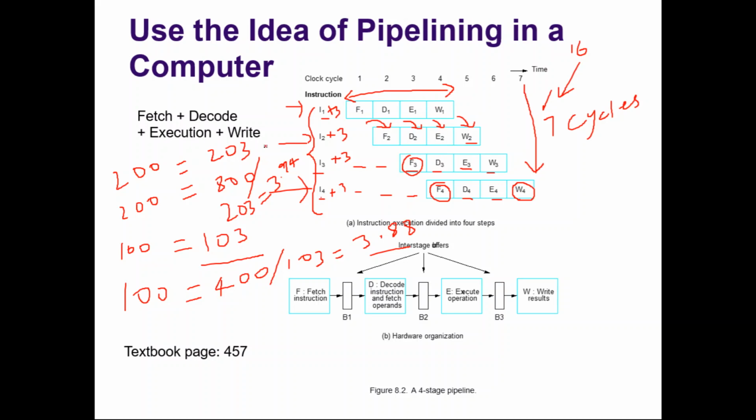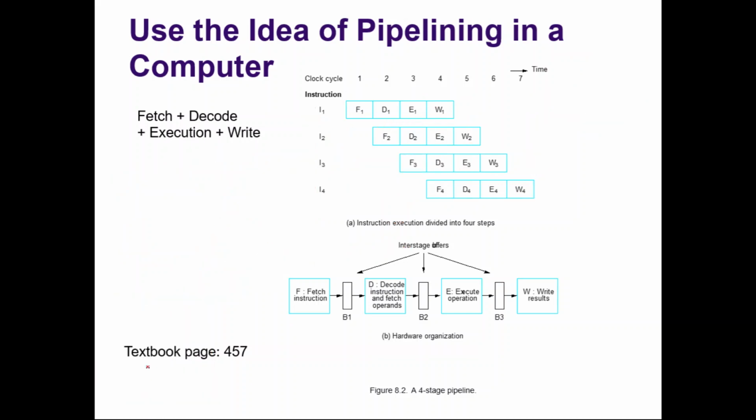So you can work it out. I am just trying to explain the point which we discussed, that the amount of improvement in performance by using pipelining will be a factor of the number of stages. Okay, right?